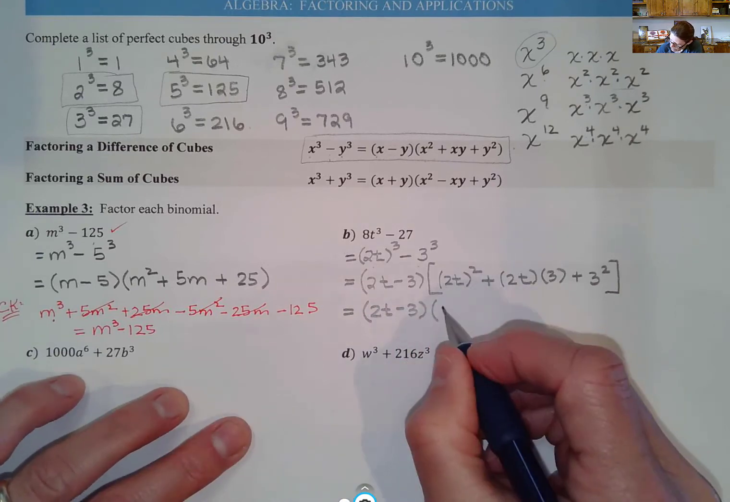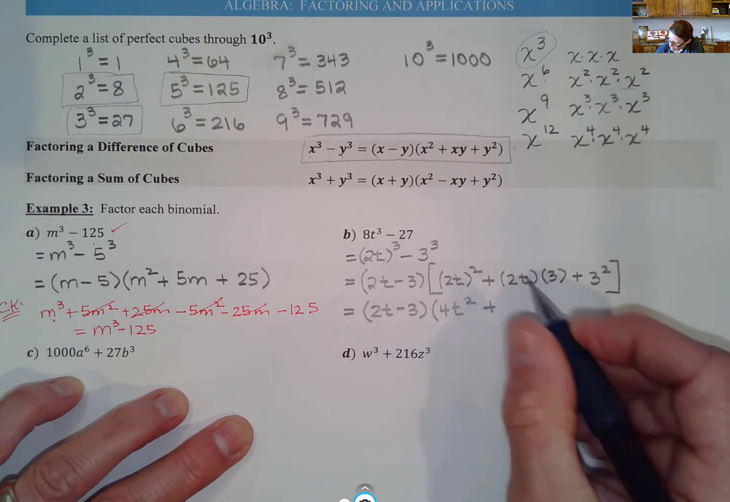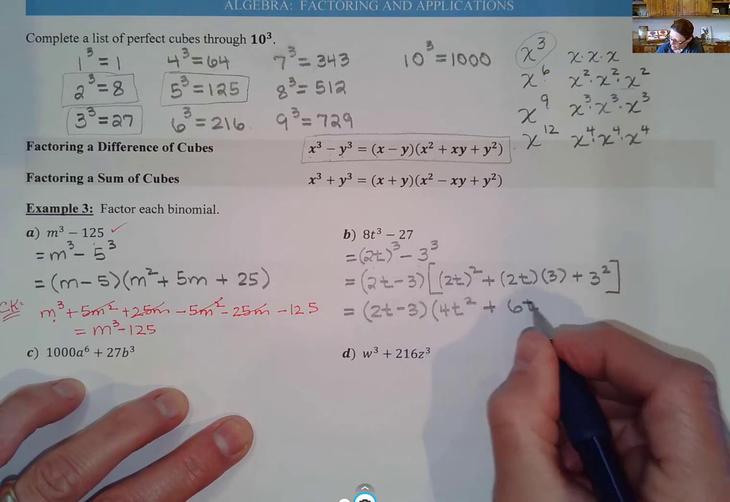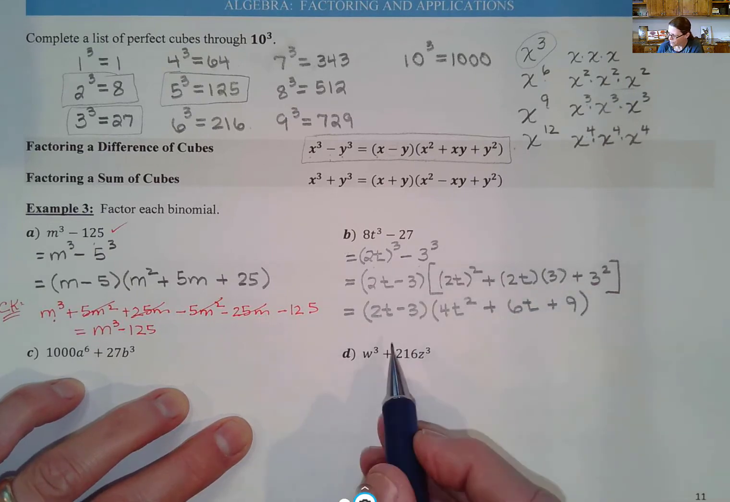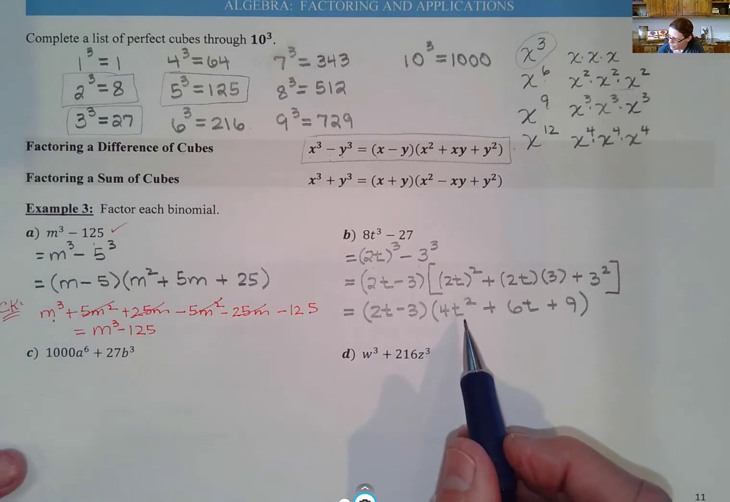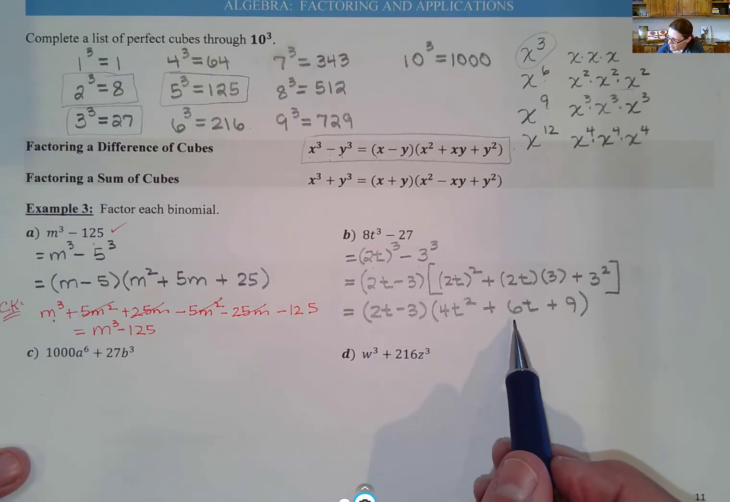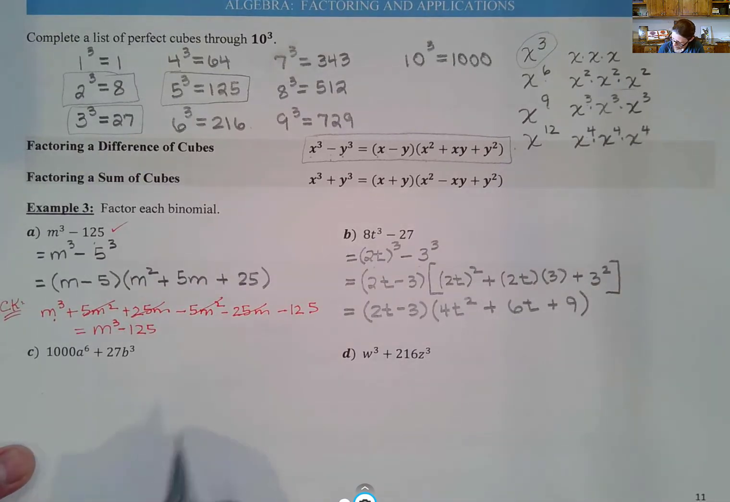2t times 2t is 4t squared. 2t times 3 is 6t. 3 squared is 9. Okay, so our factorization is 2t minus 3 times 4t squared plus 6t plus 9. So we move to part C.